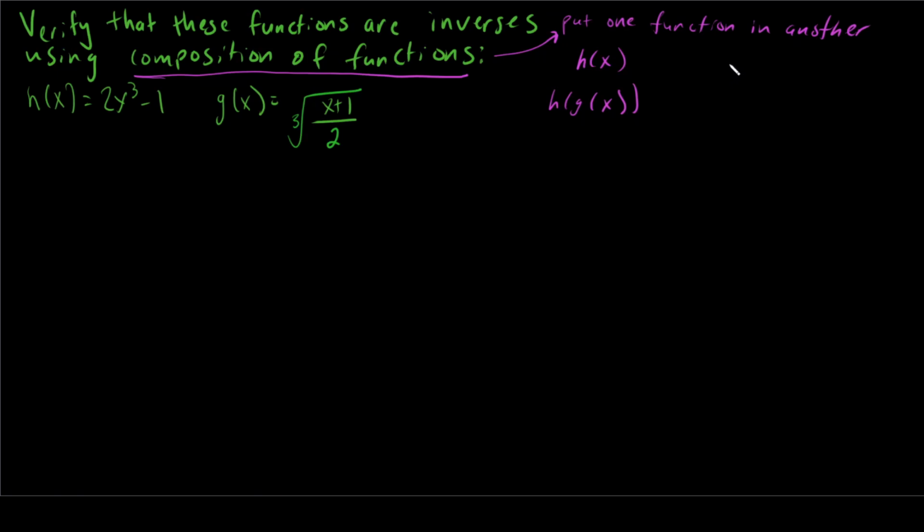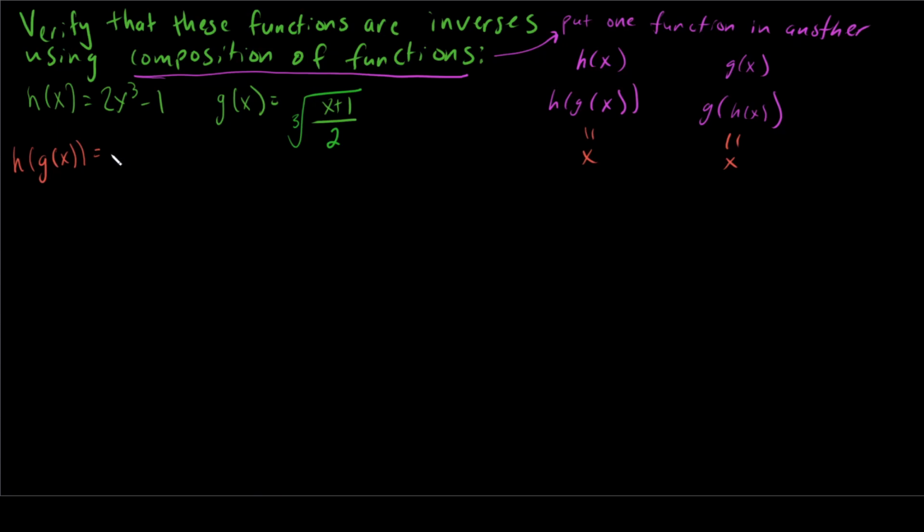All right. So every time you see x, you're just going to put g of x in instead. And vice versa, you could have g of h of x. So every time you see x, you're just going to write h of x. So let's go ahead and find h of g of x. All right, and we want these to be equal to x. That's how you know that these are inverses.